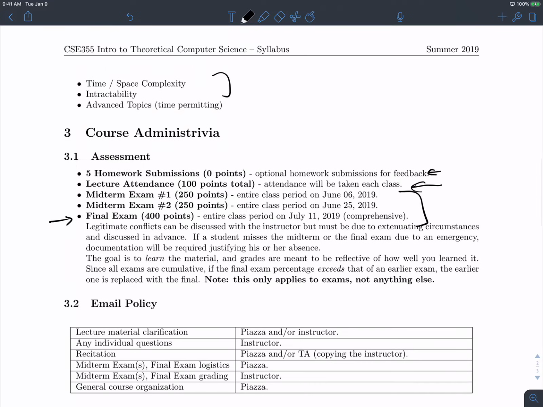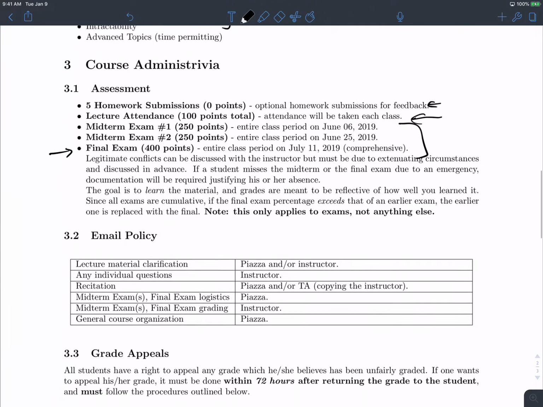So do I recommend you doing the homework here? Yes, absolutely do the homework. The feedback is absolutely helpful here, okay? So absolutely do the homework.